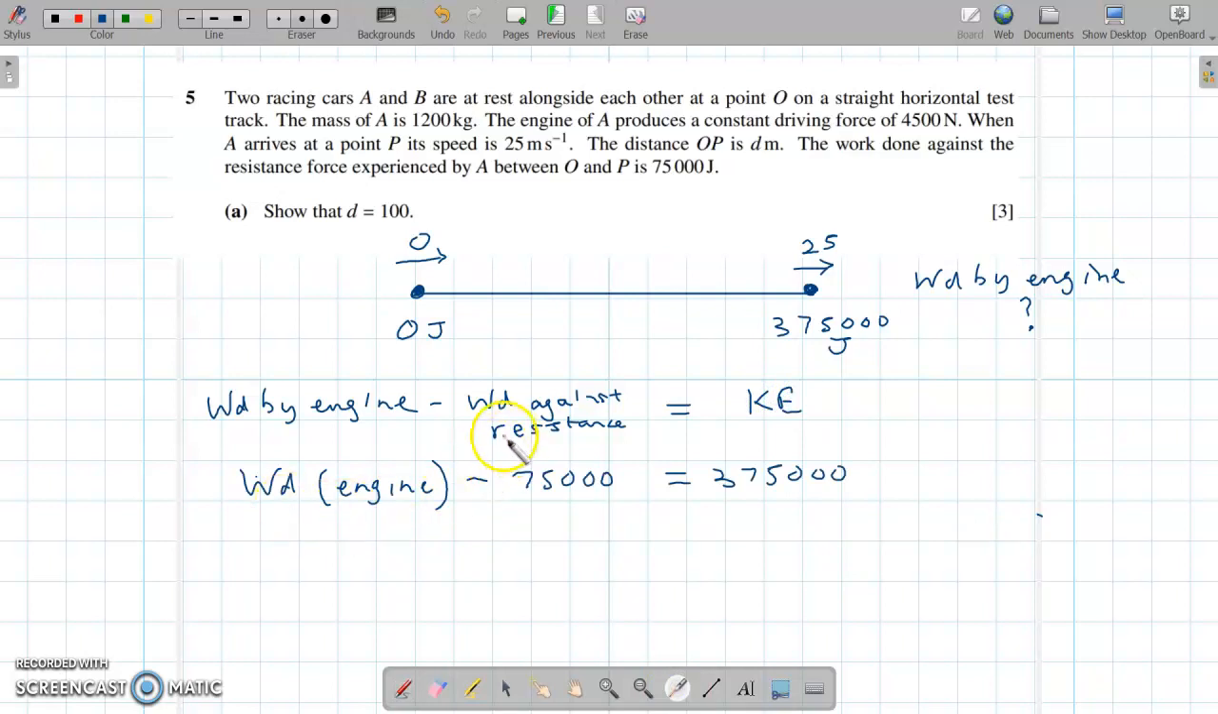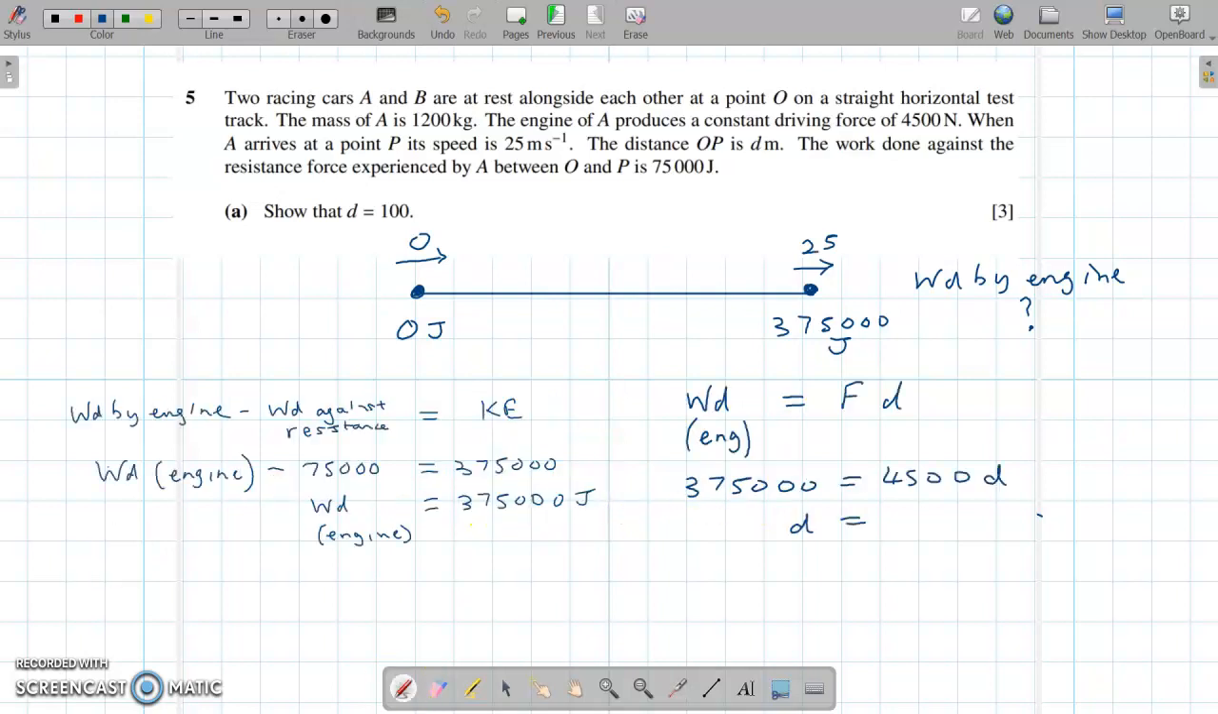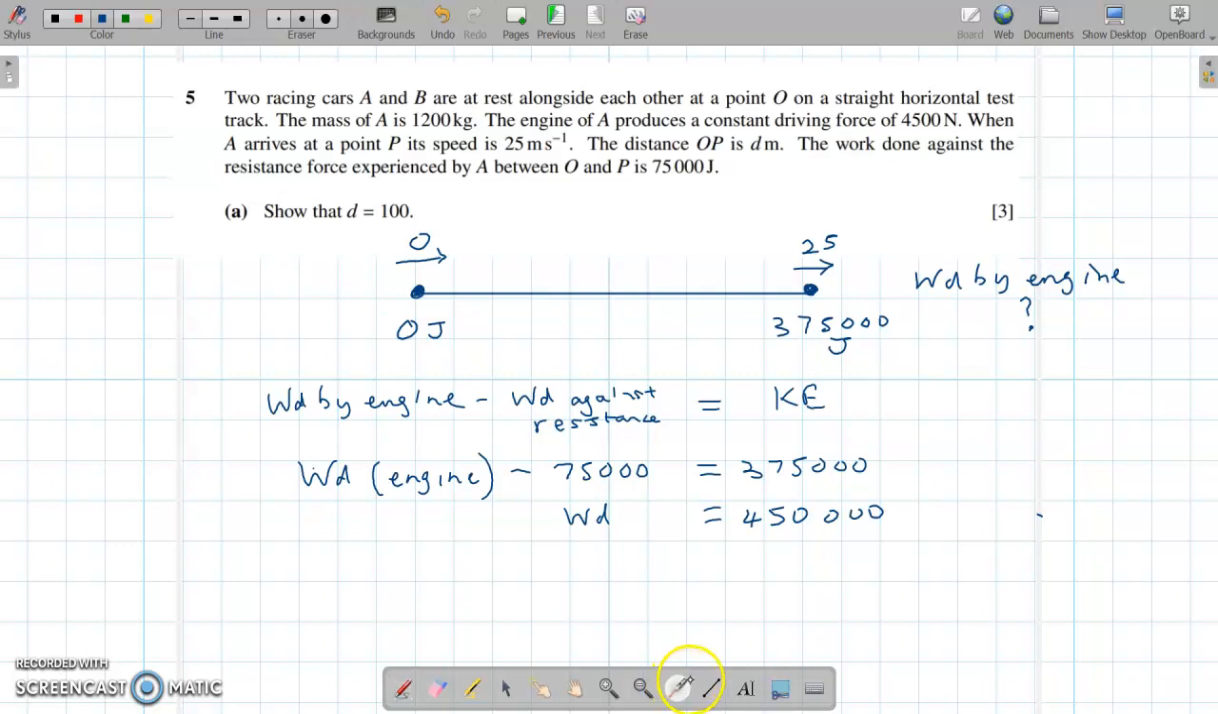Okay, so work done against resistance is 75,000. So we got an equation. Work done by the engine, subtract 75,000 equals the kinetic energy of 37,500. So take this to the other side. Okay, so we end up with work done by the engine is 450,000 joules. So now we have work done by the engine, and we got the driving force of the engine.